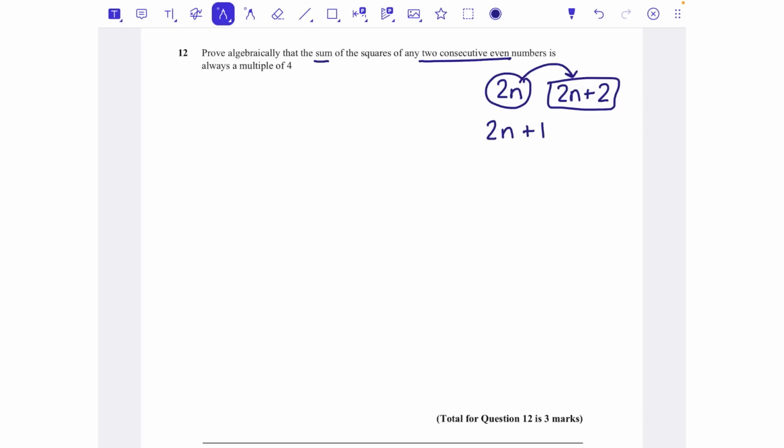Now we need to do the sum of the squares. So we need 2n, and we need to square it. And we need 2n add 2, and we need to square it, and sum means to add them. So the sum means to add the squares of any two consecutive even numbers. Now if it says prove algebraically, you are going to get absolutely nothing for doing 4 squared add 6 squared, or 10 squared add 12 squared. You can do as many examples as you like and show that it works. You're not going to get any marks unless you do some algebra.